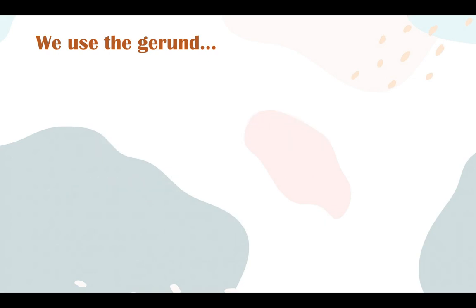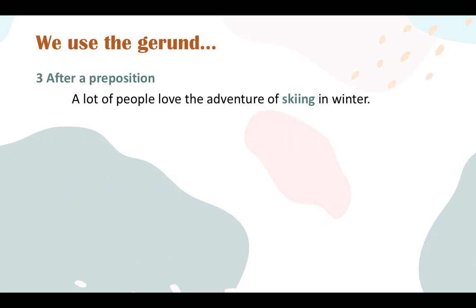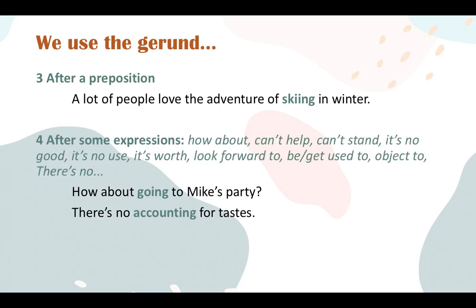Now let's continue with the rules for the gerund. You can also use it after a preposition. And the gerund also often pairs up with certain expressions such as "how about" and "there is no" in the example sentences. Make sure you know as many of these expressions as you can.